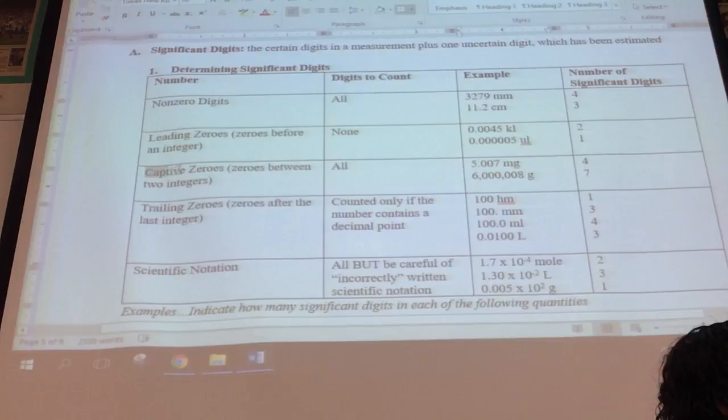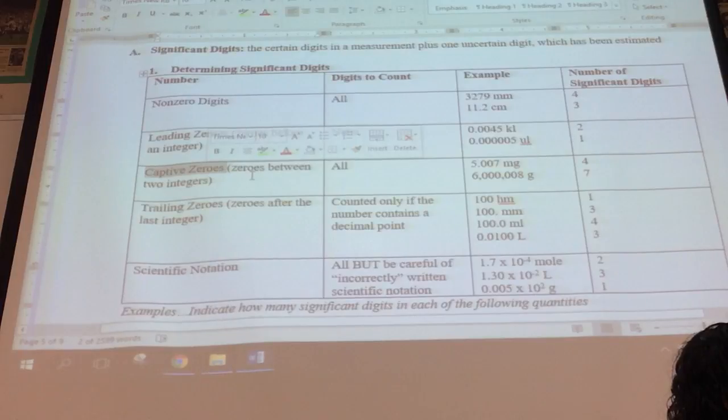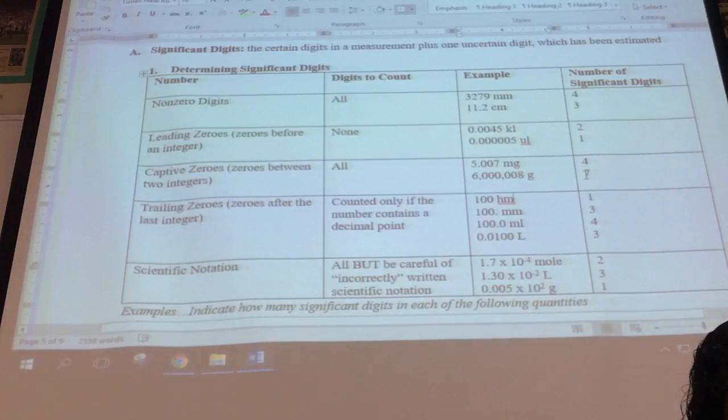Captive zeros. When you are held captive, you are surrounded. All captive zeros are significant. So any zeros sandwiched between two integers are significant. And so we would count the non-zeros as well as the captive zeros, and we have 1, 2, 3, 4 sig figs. 6,000,008 grams. We count the non-zeros as well as the captive zeros. So we count all 7 digits here, 7 significant figures. I'm certain of the first 6, I'm uncertain of the last one by definition.